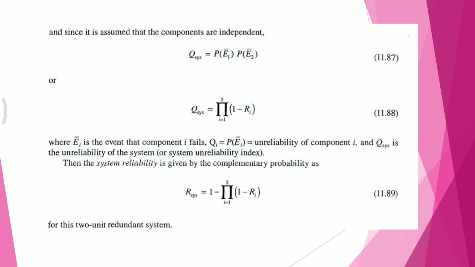Then the system reliability is given by the complementary probability as R system is equal to 1 minus Q system. By substituting 11.88 in this equation, R system is equal to 1 minus the product over i from 1 to 2 of 1 minus Ri. This is for the two-unit redundant system.